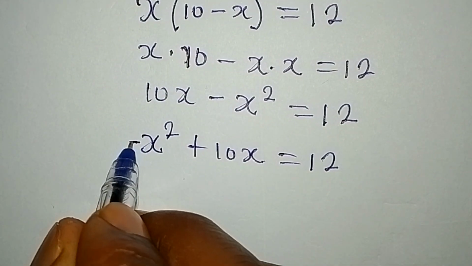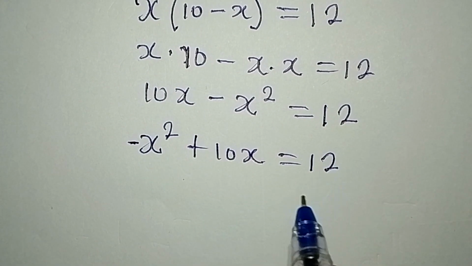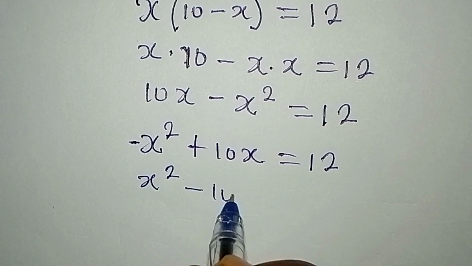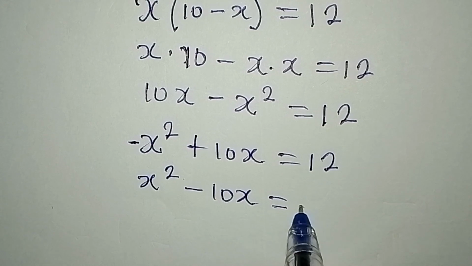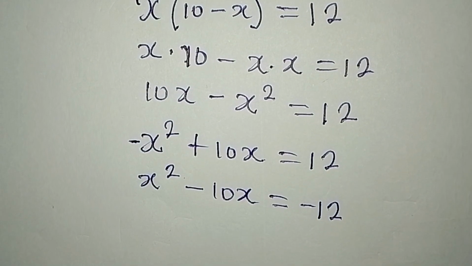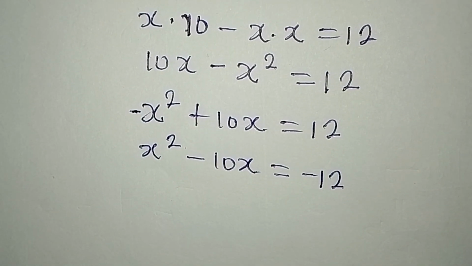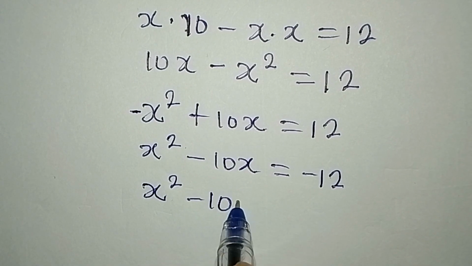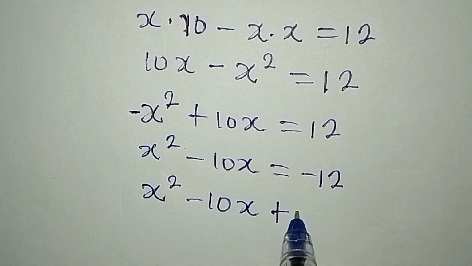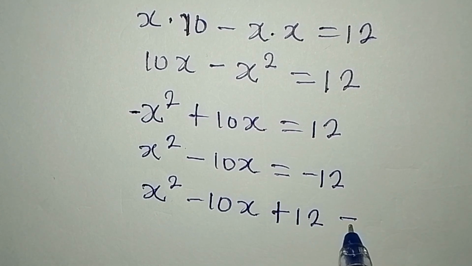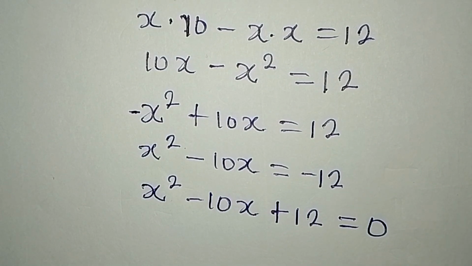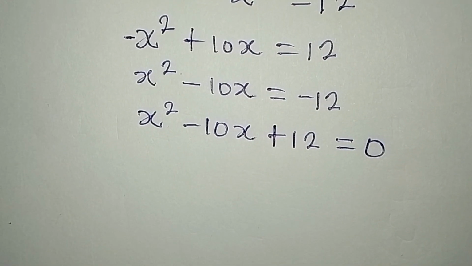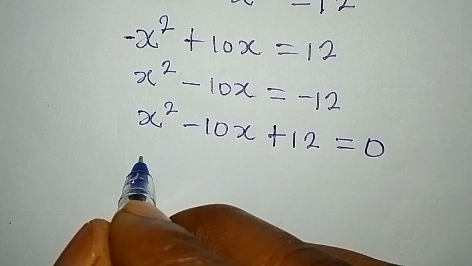Now, to remove this negative, we multiply everything by the negative. So we have x squared minus 10x equals negative 12. The next thing is to move the negative 12 to the left hand side. x squared minus 10x plus 12 on the left, and this is equal to 0. Okay, so now we have a quadratic equation, and we can solve this by using the formula.